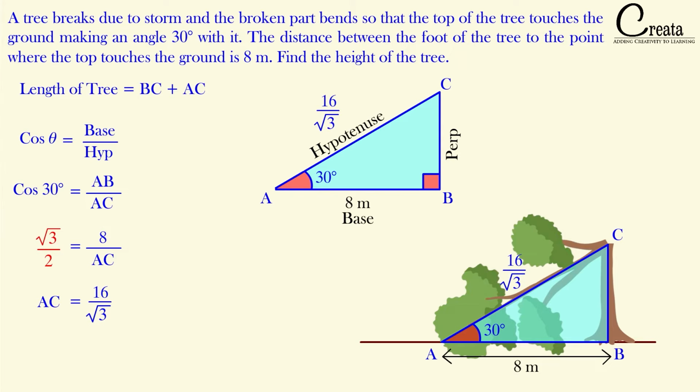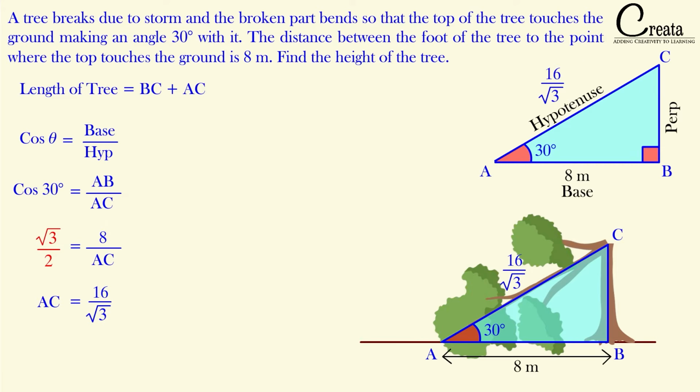One part of the tree, or one part of the question, we got as 16 upon root 3, that is AC. Let's find the second part, that is BC, which is the perpendicular for this triangle. And what is the relation between the perpendicular and the base? Which trigonometric ratio will be applicable? It is tan theta. Tan theta is equal to perpendicular upon base. You can either use tan theta or you can also use sin theta. Sin theta is perpendicular upon hypotenuse.